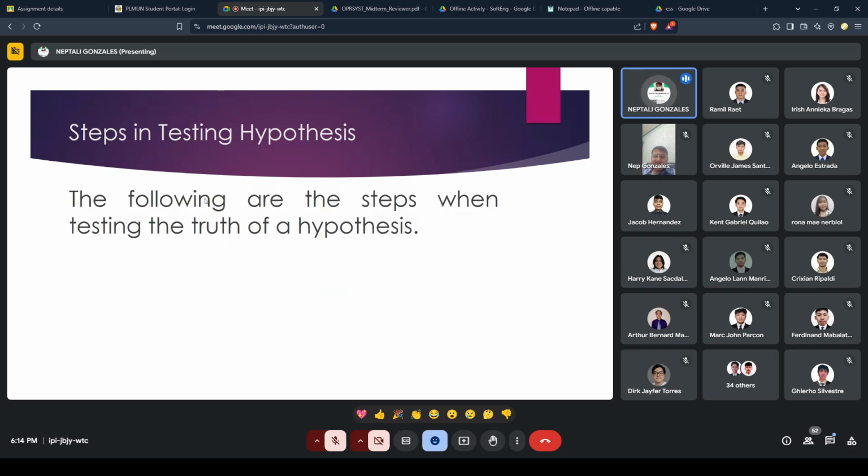So these are the steps in testing hypotheses. Questions first before we proceed.